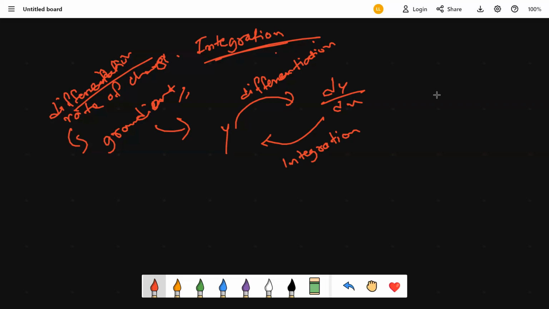But so far, consider that if forward is differentiating y to dy by dx, then integrating dy by dx gives us back the actual equation. That's known as our integration.